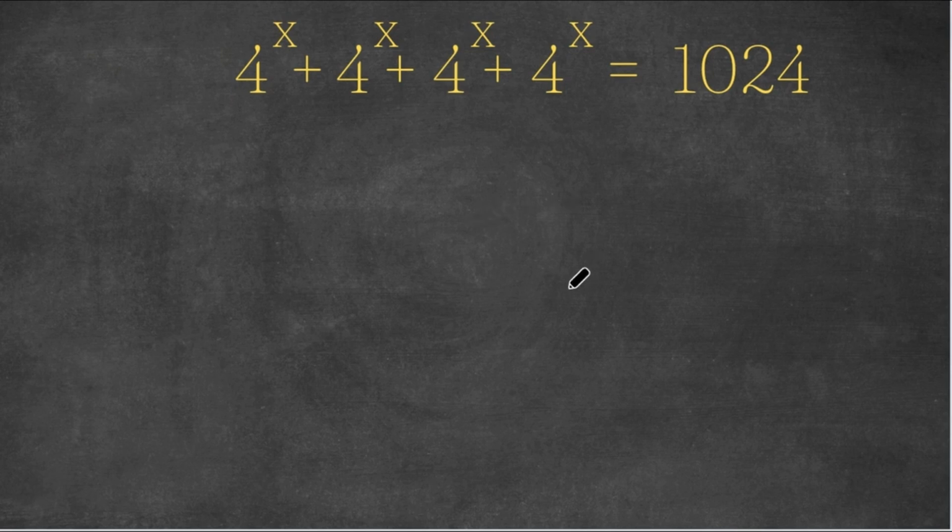In today's video, I'm going to be teaching you guys how to solve this exponential equation. So we have 4 to the power of x plus 4 to the power of x plus 4 to the power of x plus 4 to the power of x equals 1024.